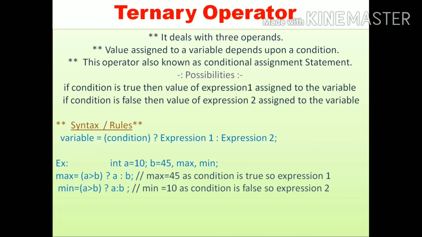Yeah, then as the condition is false, take this one. If the condition is false, then the value of expression 2 is assigned to the variable. So b is assigned to max. What is the value of b? That is 45. So max equals 45.